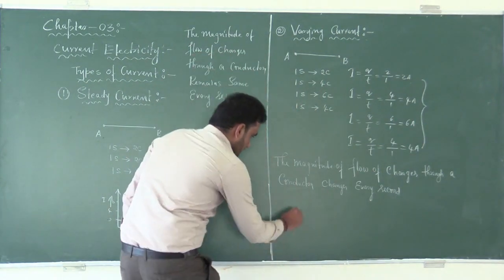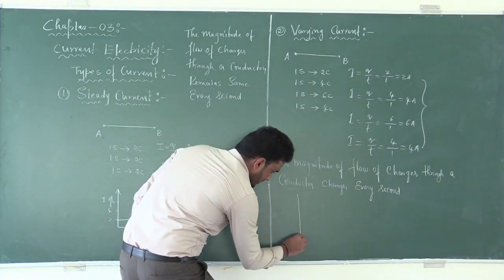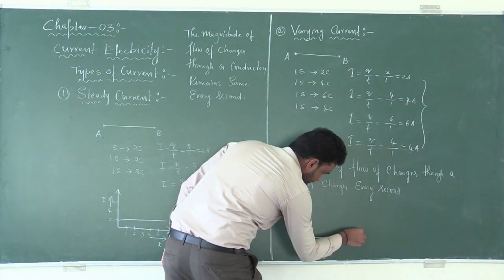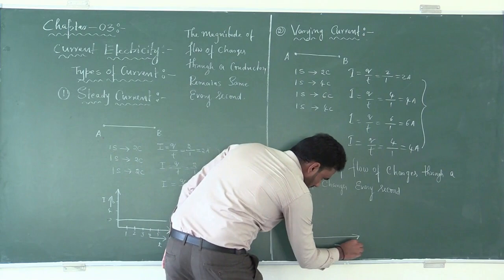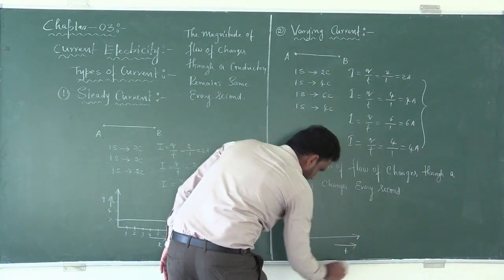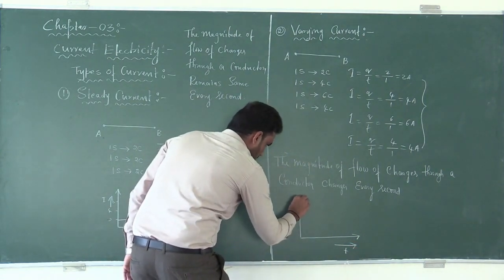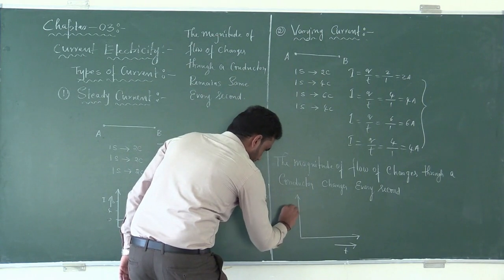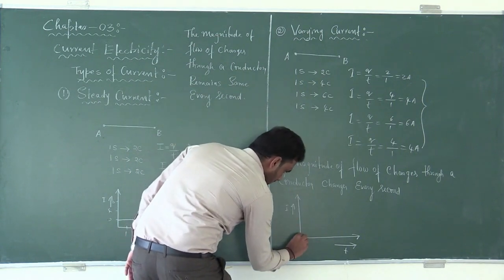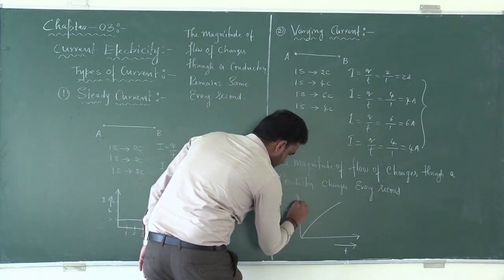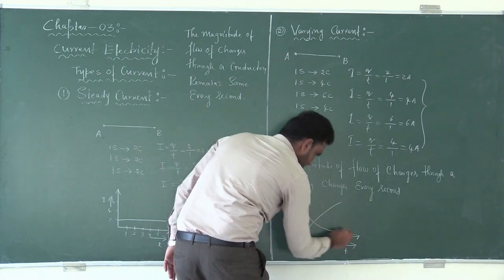So graphically I can show it like this. Along the x-axis time, along the y-axis current. So increasing order like this or decreasing order like this.